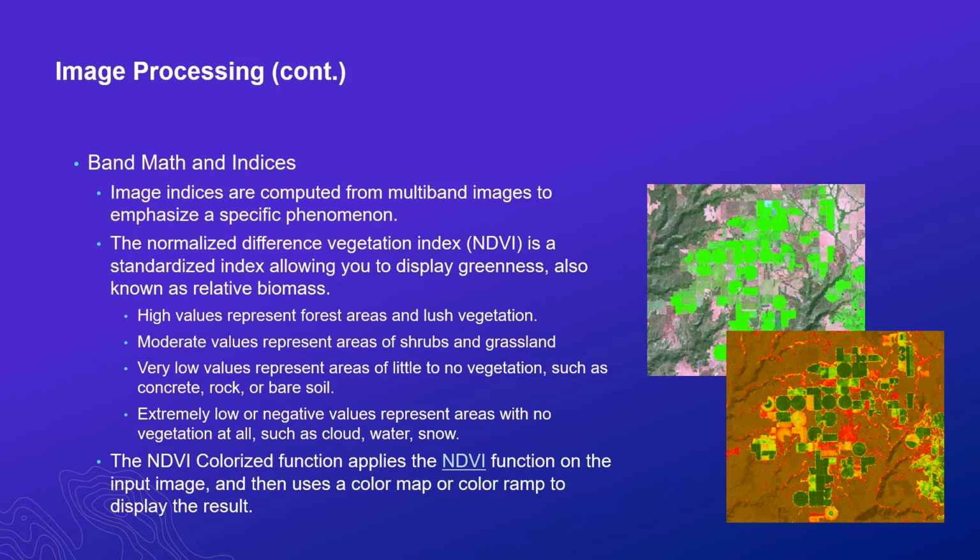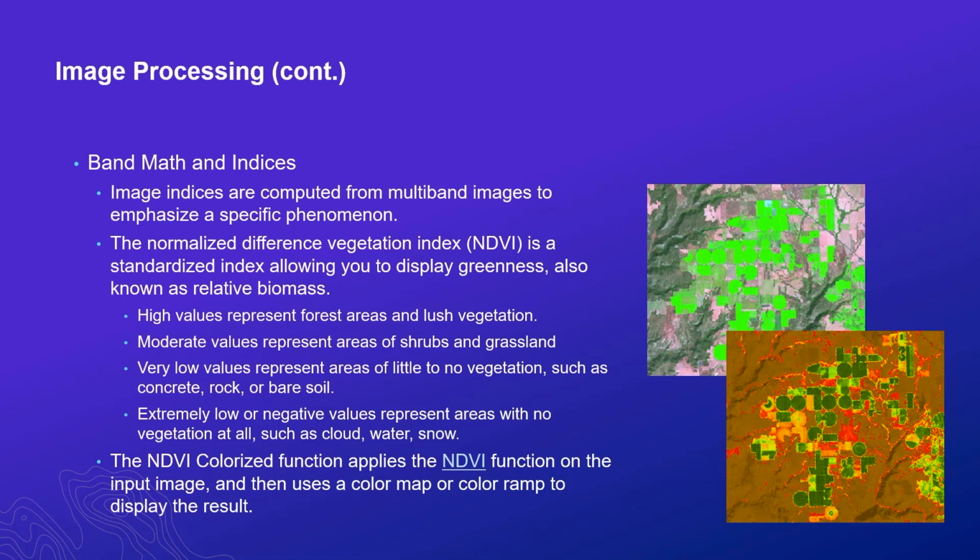We have other capabilities in image processing, of course. You can do band math and create indices. One of the most common ones is NDVI. What does it do? It actually tells you about what you're looking at and how green it is.